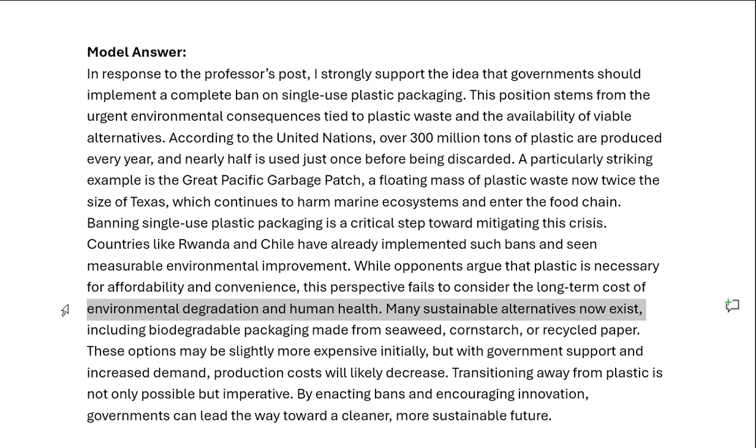Many sustainable alternatives now exist, including biodegradable packaging made from seaweed, cornstarch, and recycled paper. These options may be slightly more expensive initially, but with government support and increased demand, production costs will likely decrease. Transitioning away from plastic is not only possible, but imperative. By enacting bans and encouraging innovation, governments can lead the way toward a cleaner, more sustainable future.